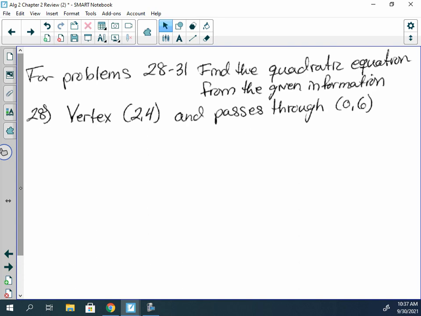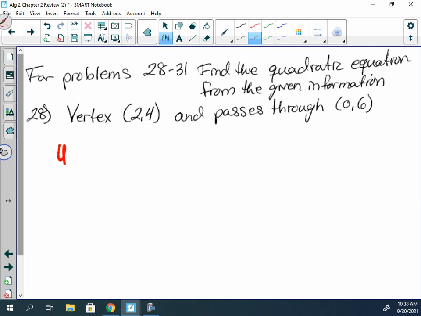So 28.7 would be similar to what we just did. Again, it's just finding h, k, and p. Now these last types, I'll look at one of each because I think we have time. In this one here, find the quadratic equation from the given information. Well, we're given the vertex and a point.